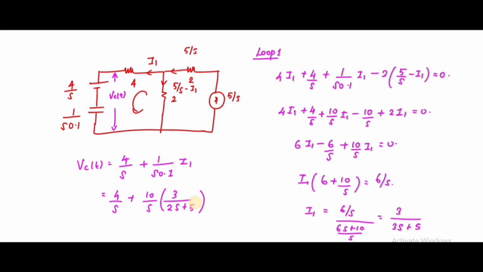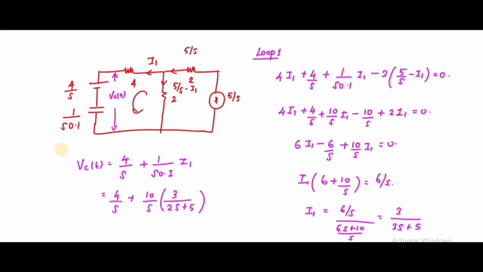So I'm just substituting the value of I1. Okay. So next you can apply the partial fraction method in order to find the value. You can take the 3 as common. If you take 3 as common, the 3 will get cancelled out and you will get s plus 5 by 3.